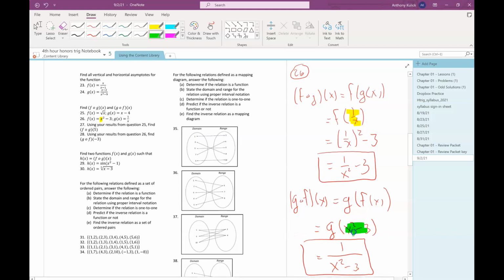Right? Because I'm just plugging this then into my g of x. Notice those look kind of similar, but they're definitely different, right? In one of them, the minus 3 is in the denominator, and in the other one, the minus 3 is like its own separate fraction.